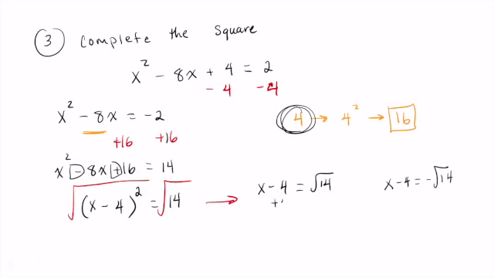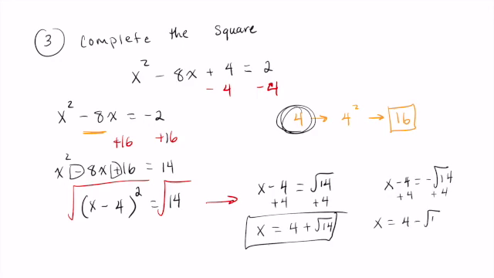Add 4 to both sides. I get x equals 4 plus root 14. And when I add 4 to both sides here, I get x equals 4 minus root 14. So that's completing the square.